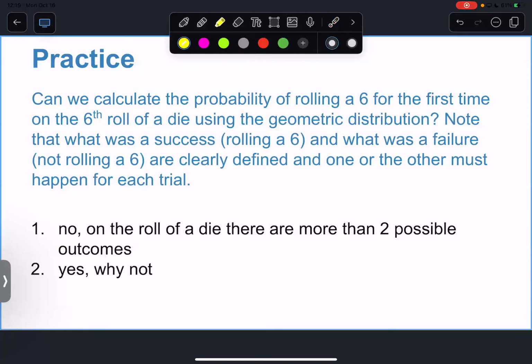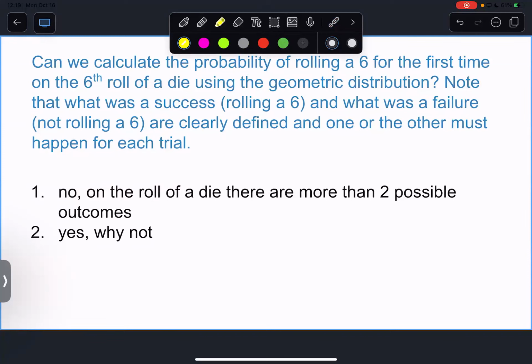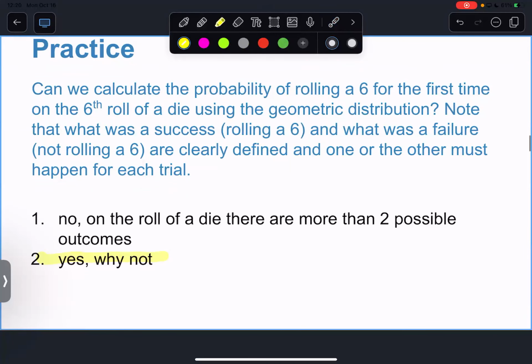And so here, you're going to say, yes, why not? I'm out of time, so we'll pick up there on Wednesday.